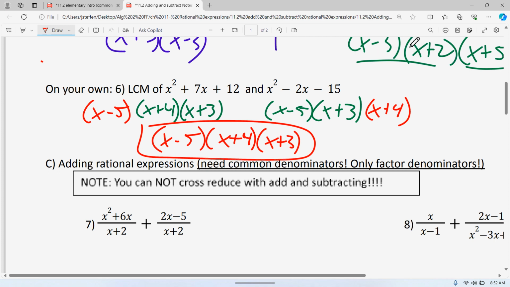All right, so that's my answer up there. x minus 5 times x plus 4 times x plus 3. Again, the order doesn't matter at all. It all depends on how you write it up there.